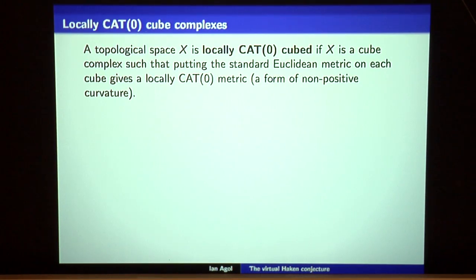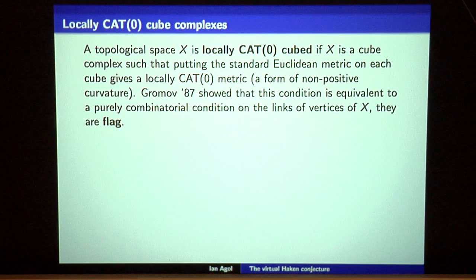Okay, so now I want to talk about cube complexes. So a topological space X is a locally CAT(0) cube complex if it's a cube complex, so it's just like a simplicial complex, but it's made out of cubes. These are any-dimensional cubes. And when you put the standard Euclidean metric on each cube, then it gives what's called a locally CAT(0) metric. So I'm not going to explain precisely the notion of a CAT(0) metric. That stands for Cartan, Alexandrov, Toponogov, I think. Or no, yeah, that's right.